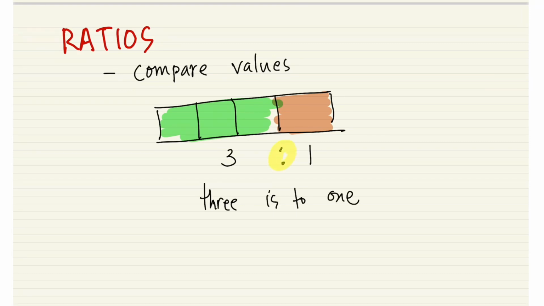That's how we compare values. It means to say there are 3 greens and 1 brown. Three greens to 1 brown. So that's how we are going to compare values.